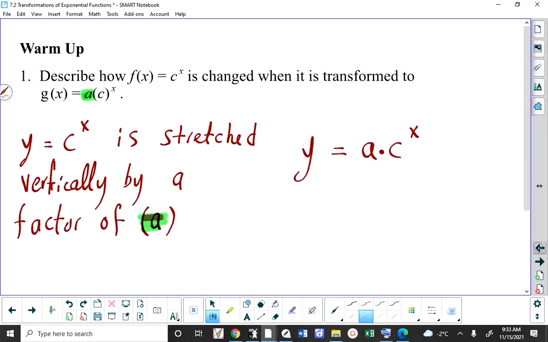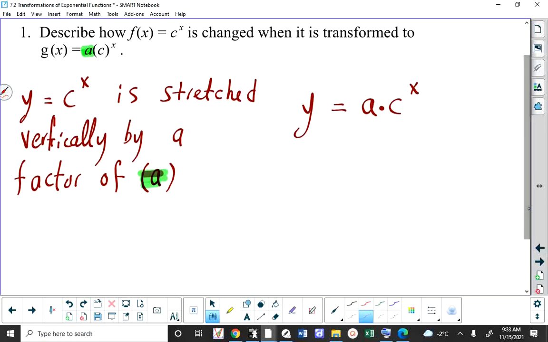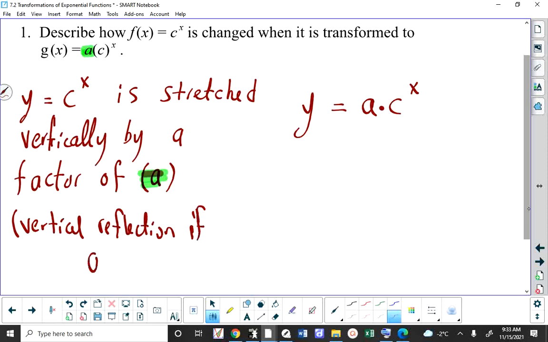So I didn't put up here that if a is negative, there could be a vertical reflection. Let's add that. And I didn't do a perfect job here because that stretched vertically by a factor of a. I suppose I could have put absolute value signs around the a. I probably should have.